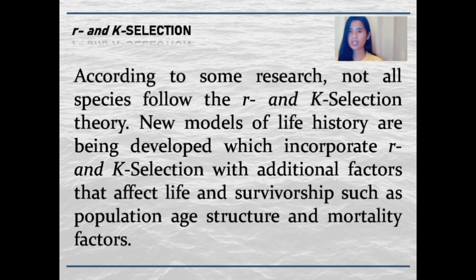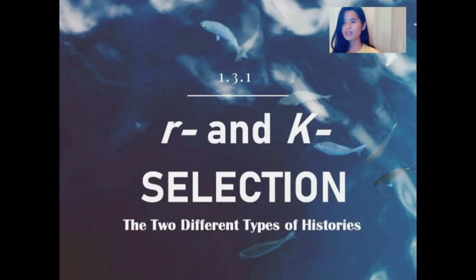The importance of examining contrasting lifestyles lies in recognition of the ways in which different species deal with competition, predation, and environmental change. According to some research, not all species follow the R and K selection theory. Just like yung example na phytoplankton, new models of life history are being developed which incorporate R and K selection with additional factors that affect life and survivorship, such as population age structure and mortality factors. So, yun siya sa R and K selection.